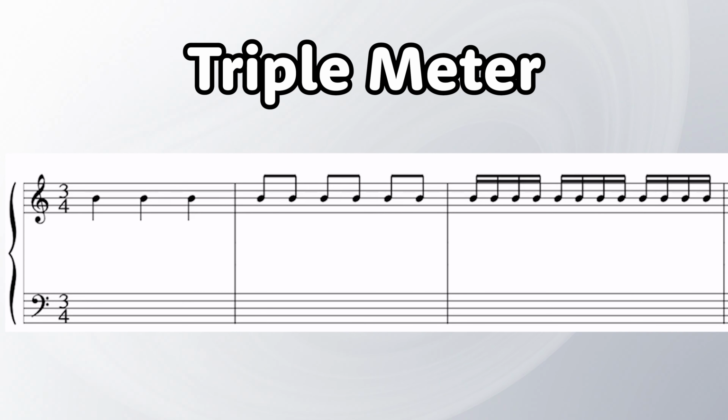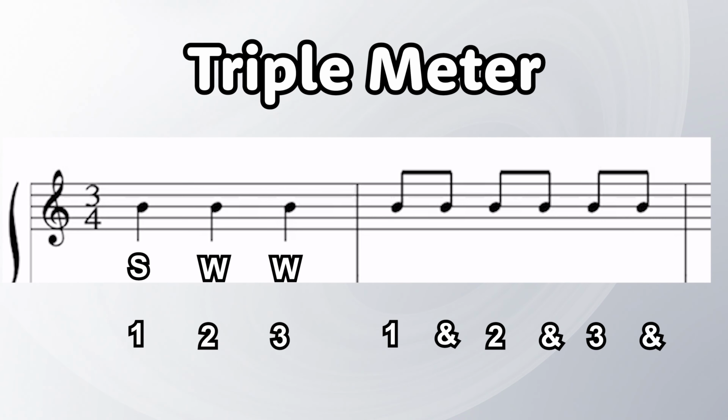In triple meter, beats are grouped in threes, 3 quarters, 1, 2, 3, 1, 2, 3. The first beat is strong, followed by 2 weaker beats. In 6/8, there are 6 beats: strong, weak, weak, strong, weak, weak. In 3/4, there are 3 beats grouped as 1 plus 1 plus 1.